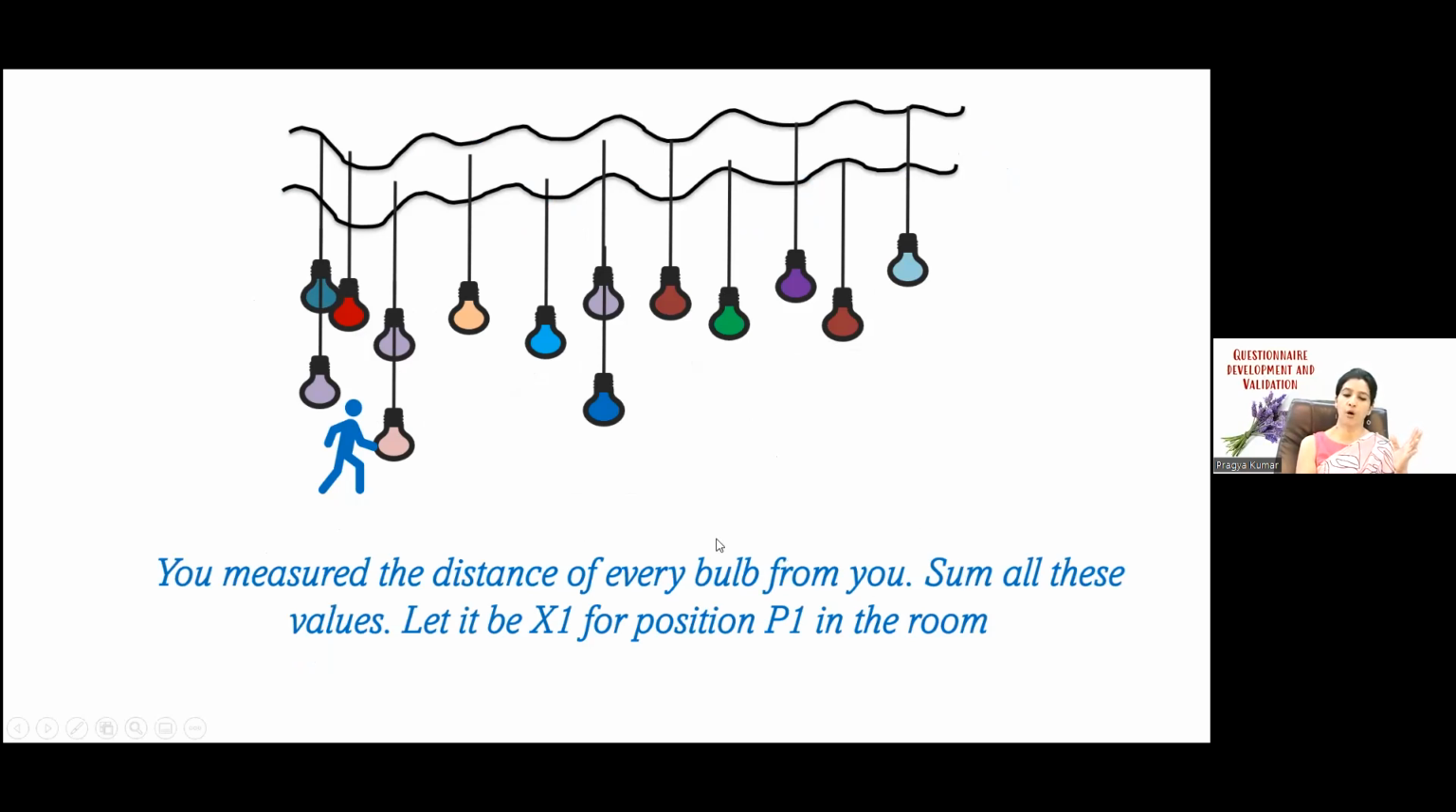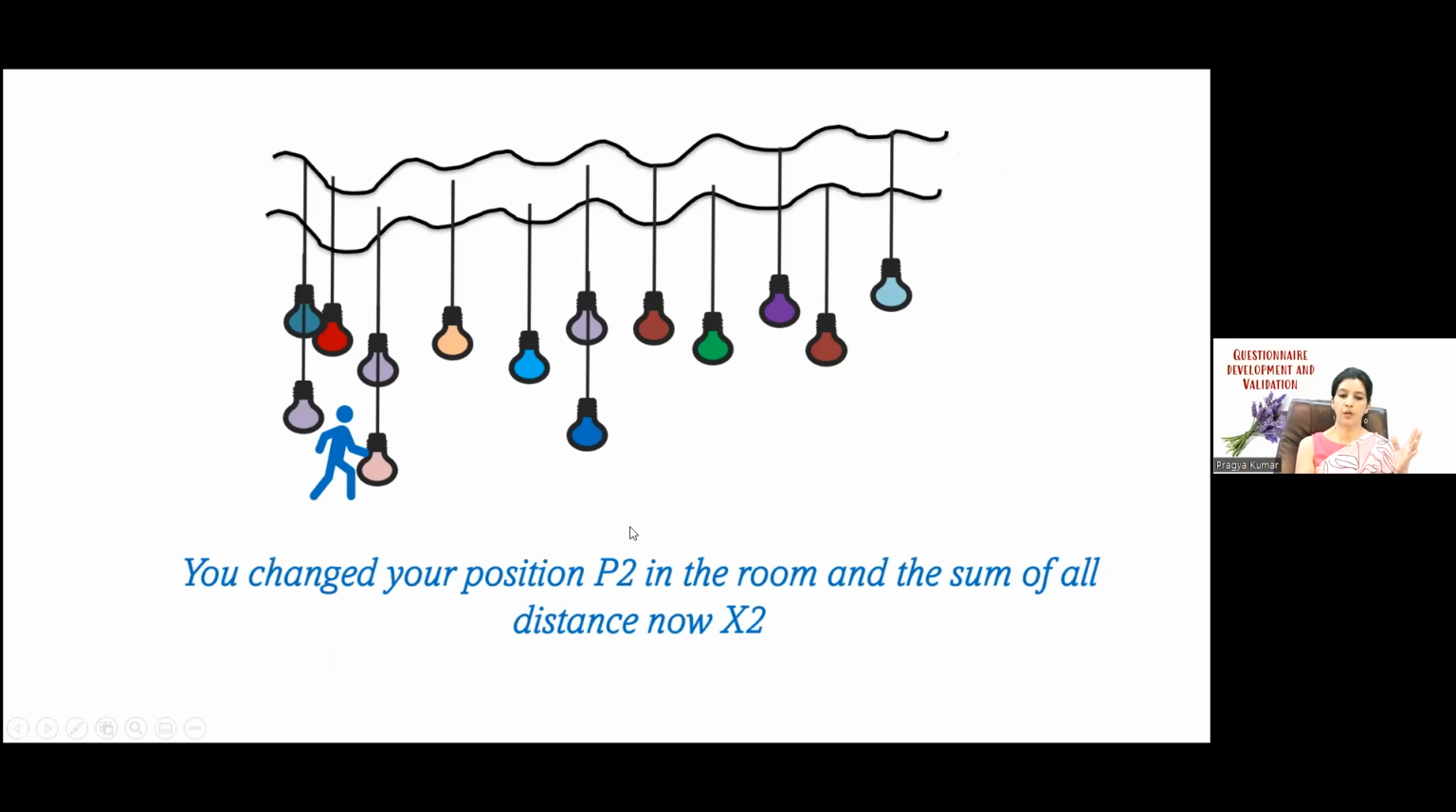You sum all these values. Let this value be x1 for position P1 in this room. Now you have moved a little ahead. You have changed your position to P2. Again, you measure the distance from all the bulbs to your point and sum all that distance, and that will be x2.